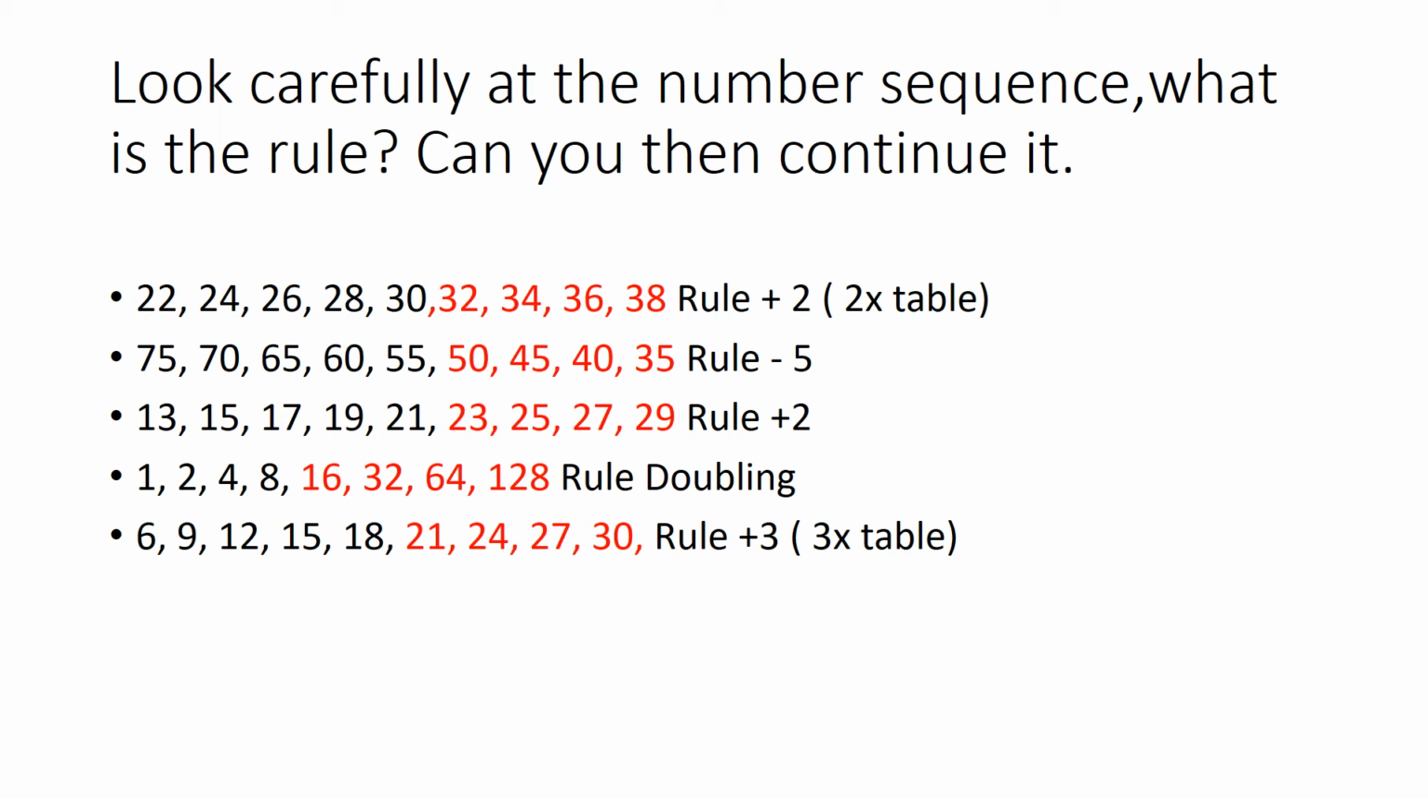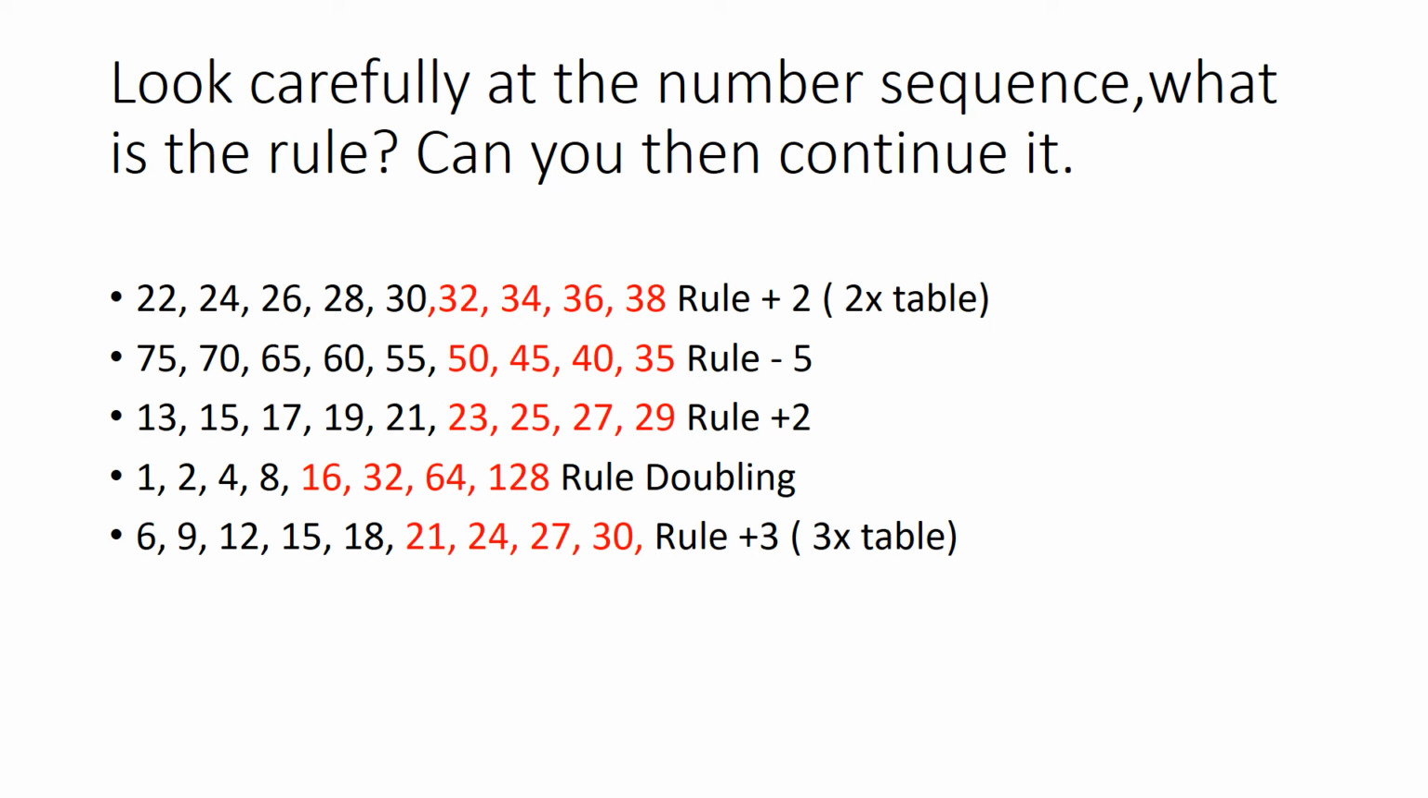16 add 16 was 32. And then 32 add 32 was 64. And then 64 add 64 was 128. Now, when you're adding bigger numbers in that sequence, you could either do it mentally or you could do some jottings. So the last one, 6, 9, 12, 15, 18.